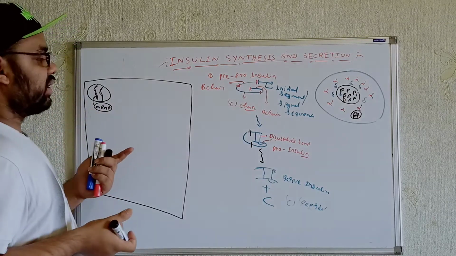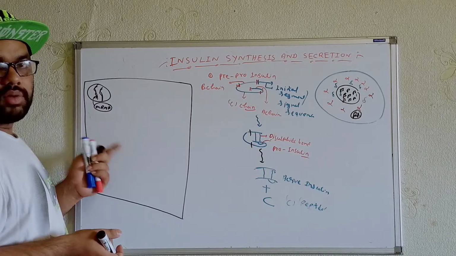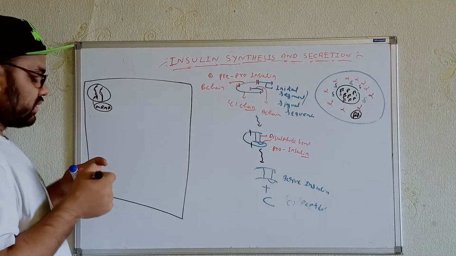Now, as we know, insulin is a peptide hormone. Peptide hormone means definitely there will be production of proteins, the amino acids. So for this, we'll see the translation process and the transcription process. At first, we'll see the transcription.